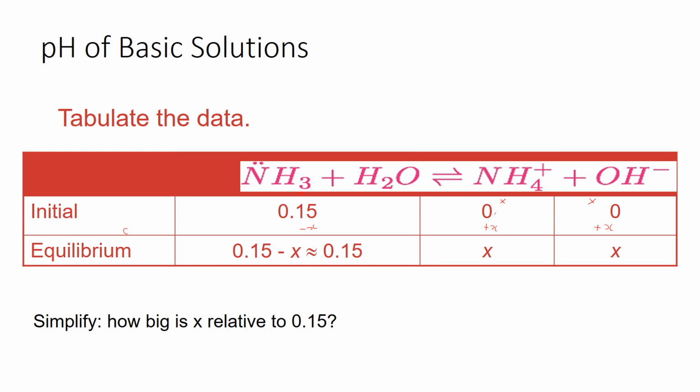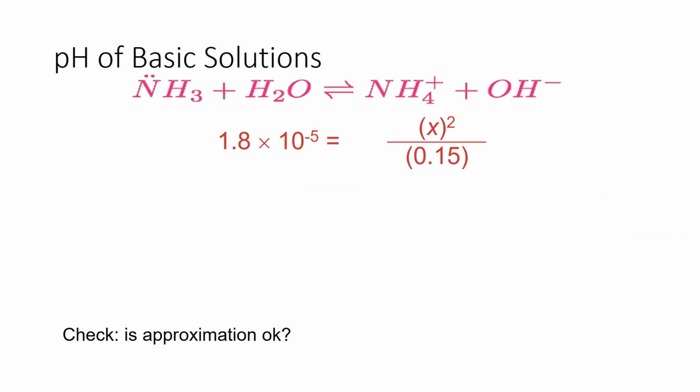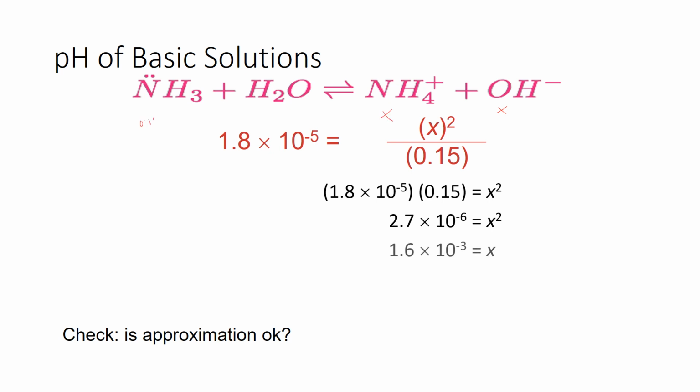So how big is X relative to 0.15? That is the main thing. If it is so small, then it will not affect 0.15 by a big margin, and so you can then approximate it like that. So we have our concentrations. We've determined the equilibrium concentration of this as X, the one for this is X, and this was 0.15 minus X. But we are saying X is so low that we can just have 0.15.